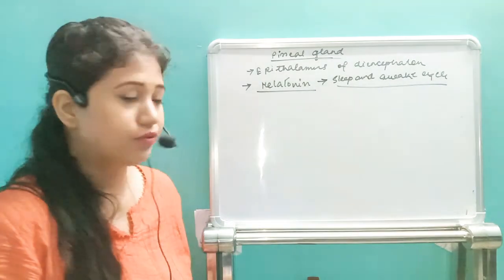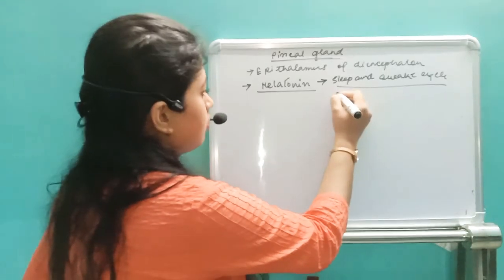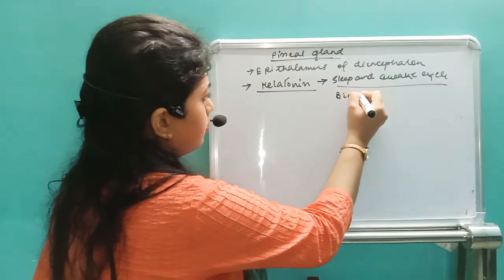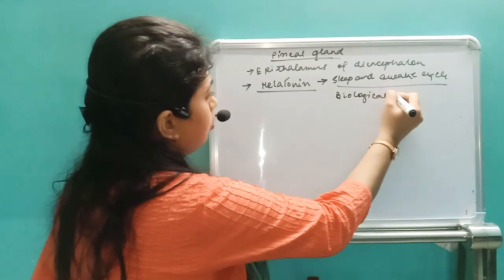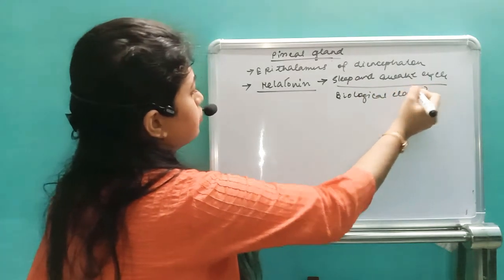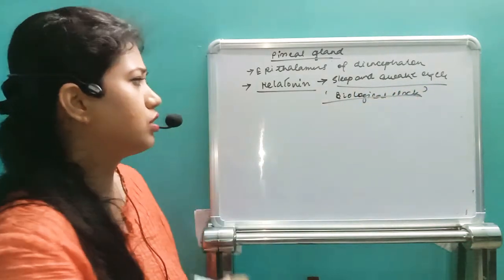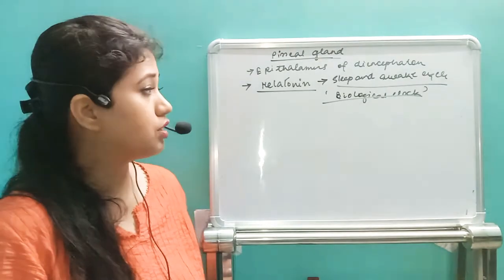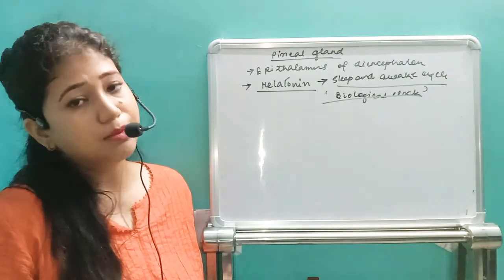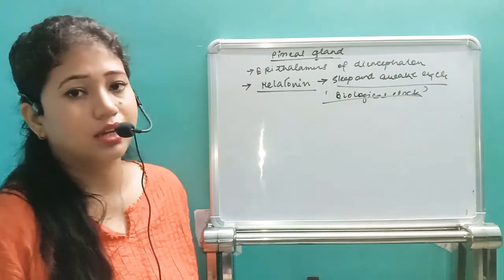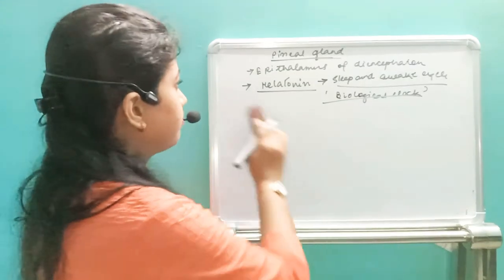Okay, so in the case of humans, it is called the biological clock. In this biological clock, this hormone, melatonin, is also going to control the sleep and awake cycle, or our circadian rhythm. So this is the pineal gland.